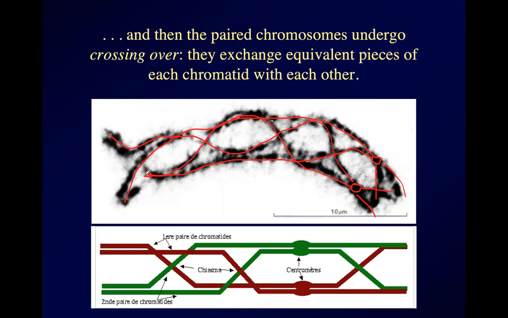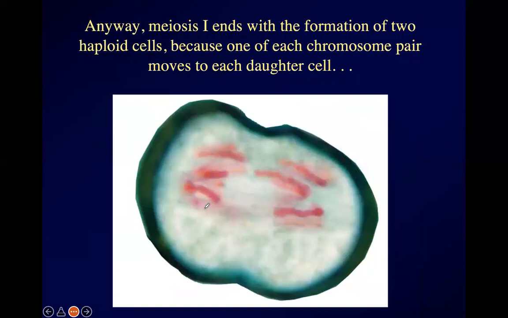That's called crossing over. I will try to get to a little bit later as to why that's important. But for right now, just know that that is one thing that happens in meiosis, but not mitosis, this pairing up and this crossing over. And meiosis 1 ends with the formation of 2 haploid cells. So this would be anaphase 1, and one of each chromosome pair moves to each daughter cell. Actually, if that's beginning to divide, that's more like telophase 1.